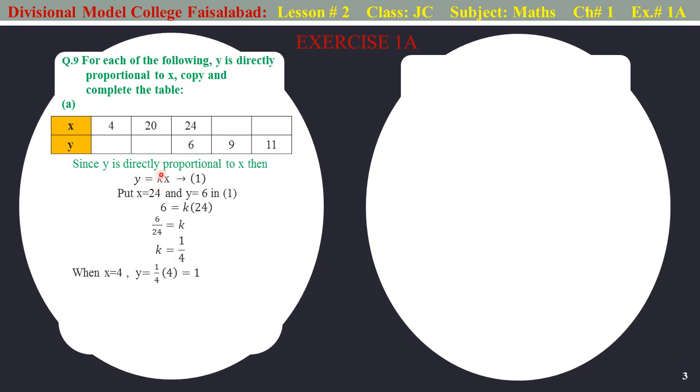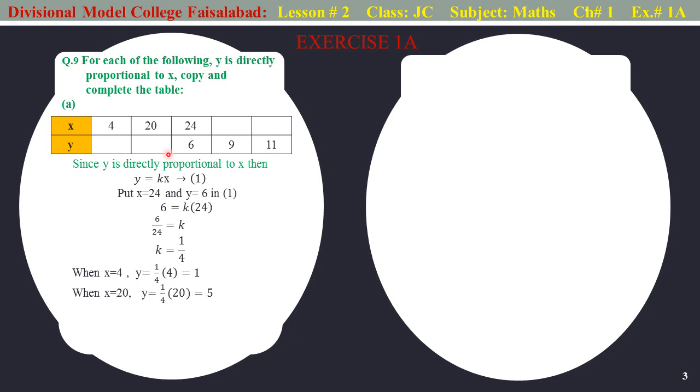So when x is equal to 4, we will put the value here. Because we are not asked to write an equation connecting x and y, we do not need to write that. We will simply find the value of y when x is this, and we will use this value of k in equation number 1. So y is equal to 1 over 4 into 4. The 4 cancels with 4 and we are left with 1. So when x is equal to 4, the value of y is equal to 1.